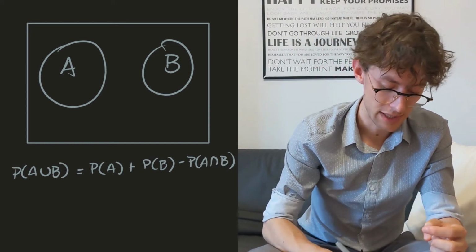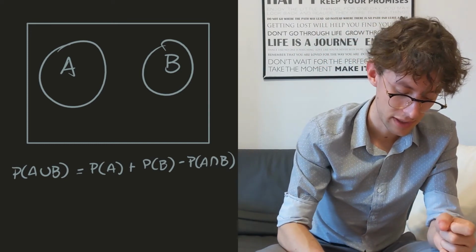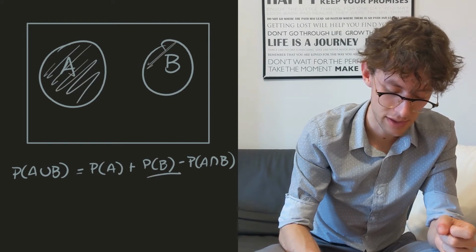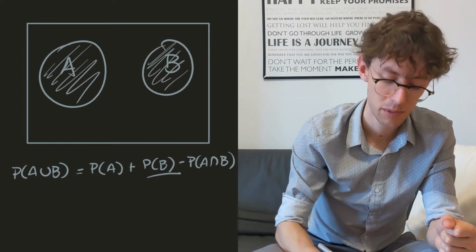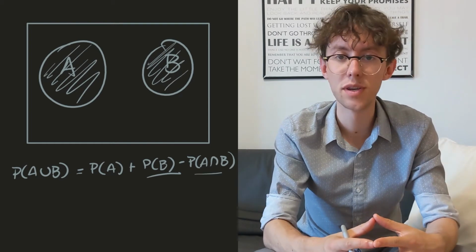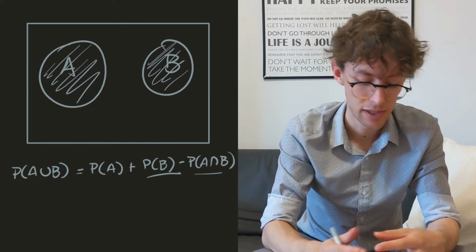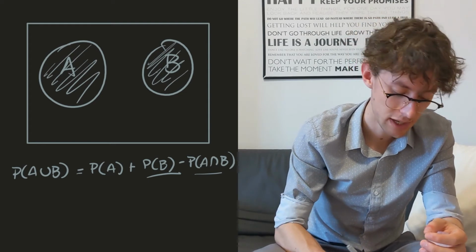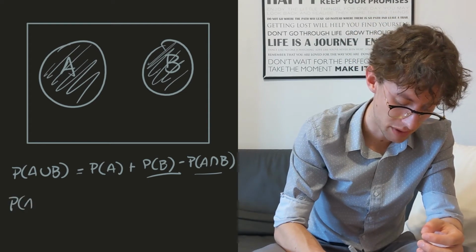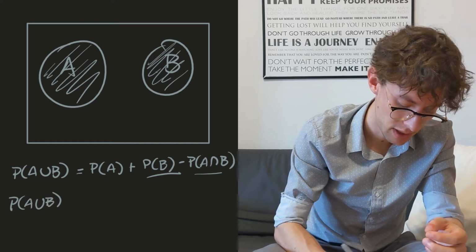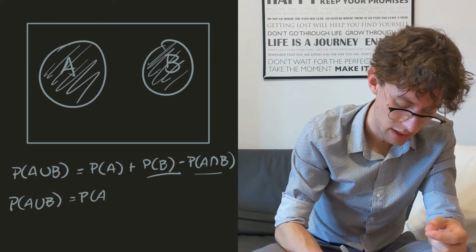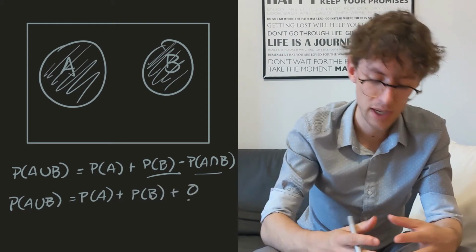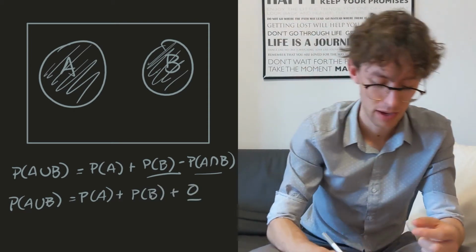So in this case, the probability of A exists, it's right here. The probability of B exists, it's right here. But what is the probability of A intersect B? This would be 0 because A and B don't intersect. So in this case, the probability of A union B is equal to the probability of A plus the probability of B plus 0 because A and B don't intersect.